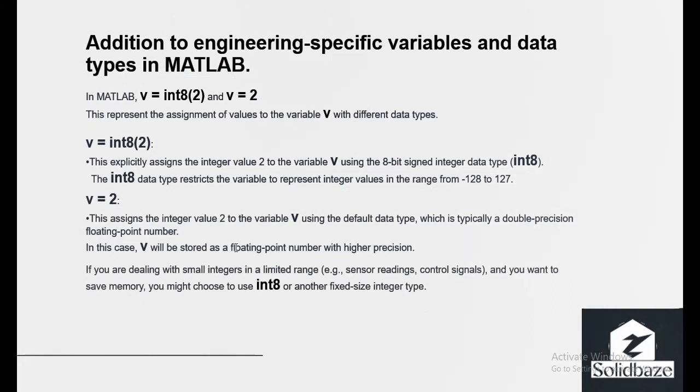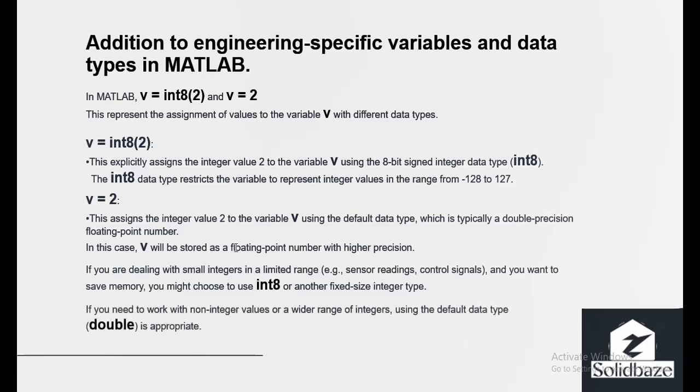Now, if you're dealing with small integers in a limited range, take for instance sensor readings or control signals, and you want to save memory, you might choose to use int8 or another fixed-size integer data type. This helps minimize memory usage if, for instance, you're programming for an embedded system. If you need to work with non-integer values or a wider range of integers, you use the default data type, which is double, and it is appropriate for such applications.